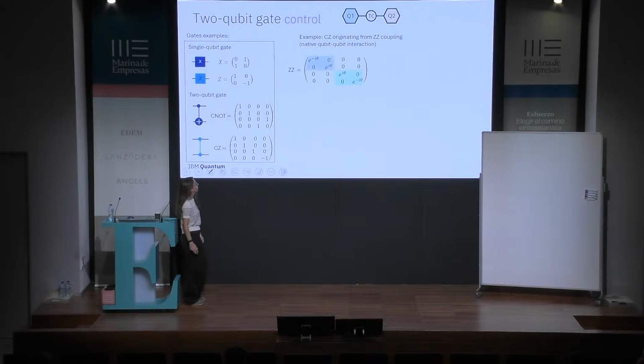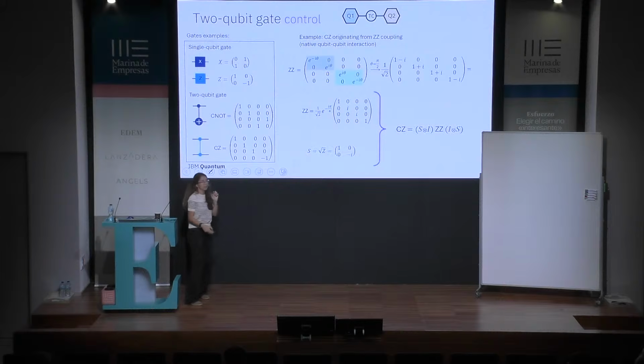This one can be fixed by first choosing what actual angle of rotation you want, so just activating this coupling for a concrete amount of time, and then applying a single qubit rotation. In particular, in this case, you have to apply the square root of a Z rotation, so this kind of matrix, to both qubits.